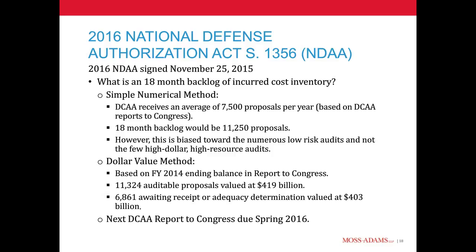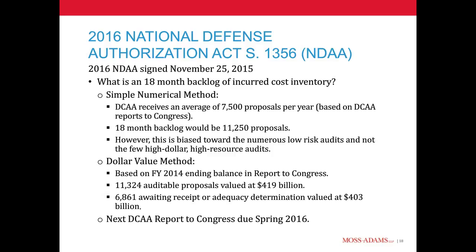And the high-dollar audits, which are also high resource audits. In other words, it takes more auditors, more staff for DCAA to audit, are going to be included in that inventory, and maybe, as we'll see when we do it by dollar value, it's a totally different perspective. If we look at the FY 2014 ending balance in the report to Congress, there are 11,300 auditable proposals valued at roughly $400 billion.